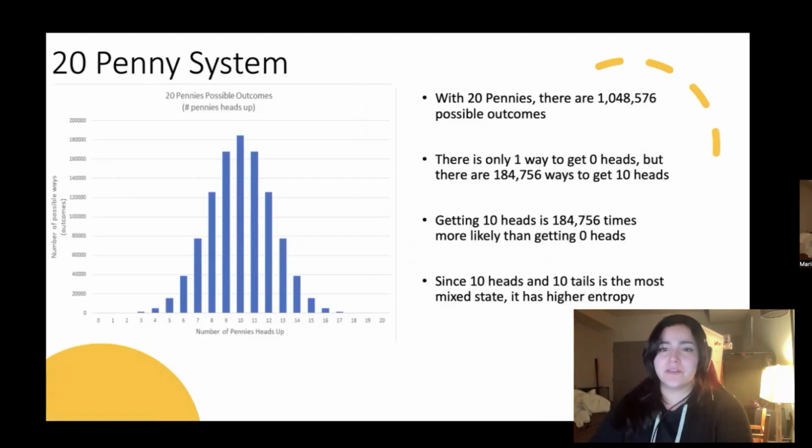All right, and for the 20 penny system, with 20 pennies, there are 1,048,576 possible outcomes. There's only one way to get zero heads, but there are 184,756 ways to get 10 heads. So getting 10 heads is 184,756 times more likely than getting zero heads. And since 10 heads and 10 tails is the most mixed state, it has higher entropy.